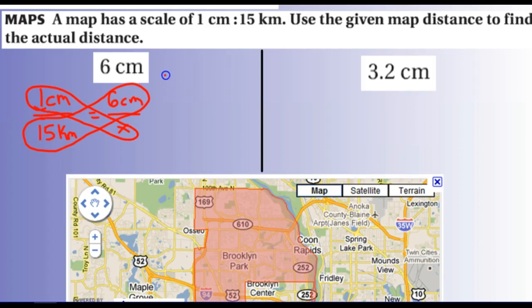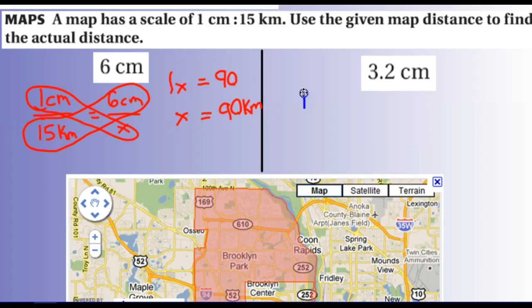Now we get 1 centimeter x, equals 6 times 15. So 6 times 15 gives us 90. So we don't even need this 1 anymore, because 1 times x is just 1x. We know we have x equals 90 kilometers. So if I went 6 centimeters on my map, I'd be going 90 kilometers in real life.